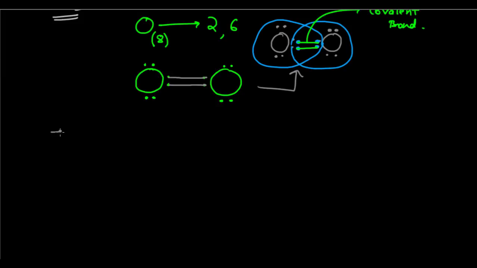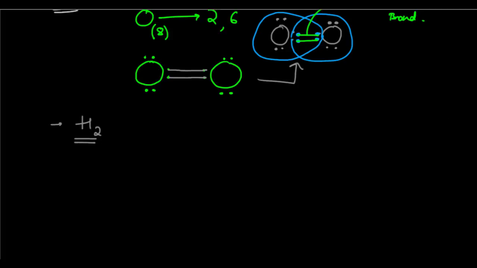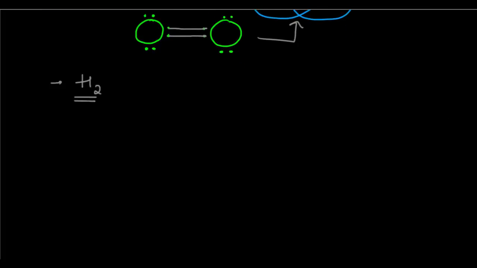Suppose I have the example of hydrogen, right? Hydrogen, we all know, H2 molecule. Now, how does it form a bond? Hydrogen has an atomic number of 1 and its electronic configuration is also 1. So it just has 1 electron in its shell, only 1 electron, so 1 electron here. Let's take another hydrogen and 1 electron here.